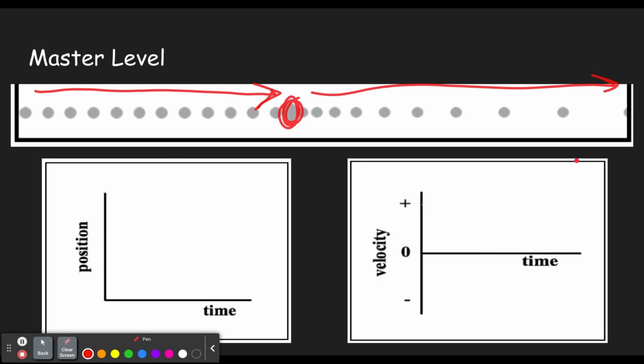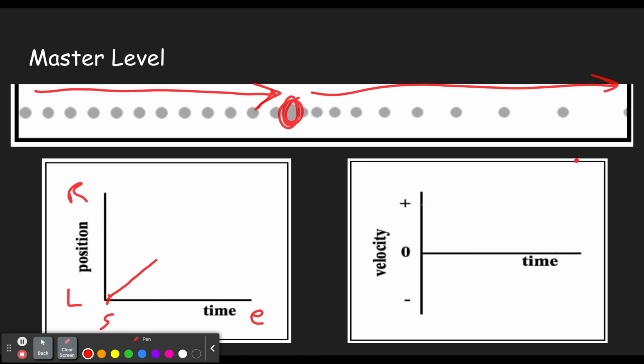Okay, so let's take a look at a position time graph. So it starts over on the left, way down here. Remember, this is the left and this is the right. This is the start and this is the end. So it starts out over here on the left. It moves at a constant speed, meaning the position is changing the same amount each second.